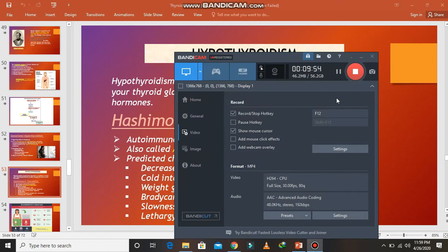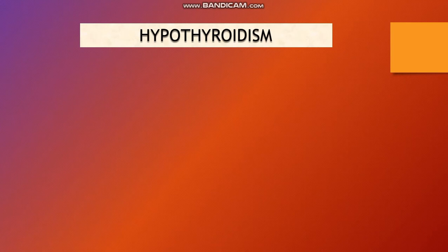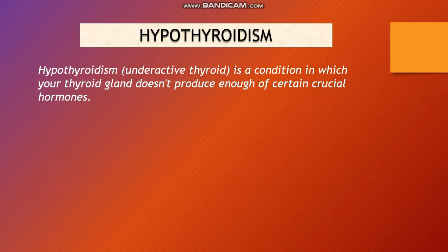Well, I'm talking about the disorders of the thyroid gland. The disorder on the screen slide is hypothyroidism, that is the underfunctioning of the thyroid gland. Hypothyroidism, underactive thyroid, is a condition in which your thyroid gland does not produce enough of certain crucial hormones.